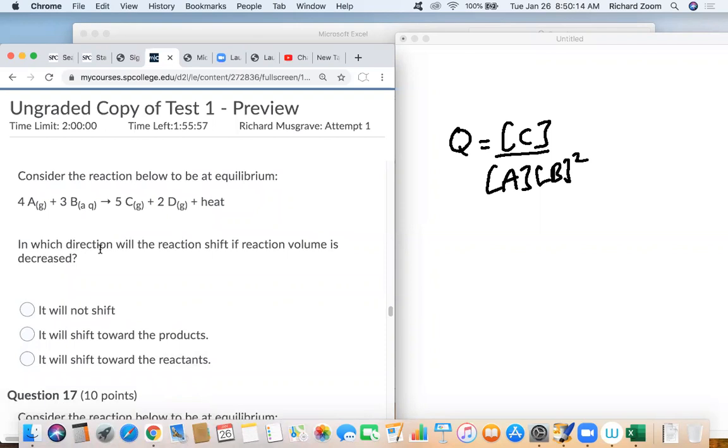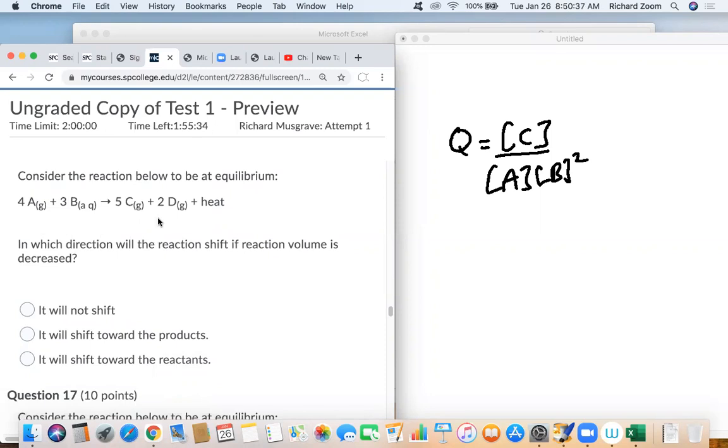In which direction will the reaction shift if reaction volume is decreased? Now, this is a little bit tricky because you've got to look at the states here. If you remember what I had said earlier, I'm not going to write it down again. I had said that the changes in reaction volume or pressure will only be affected by the number of gas molecules.